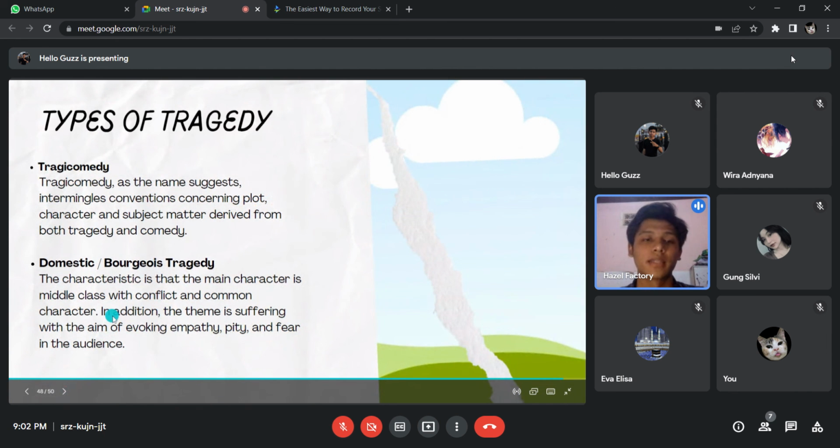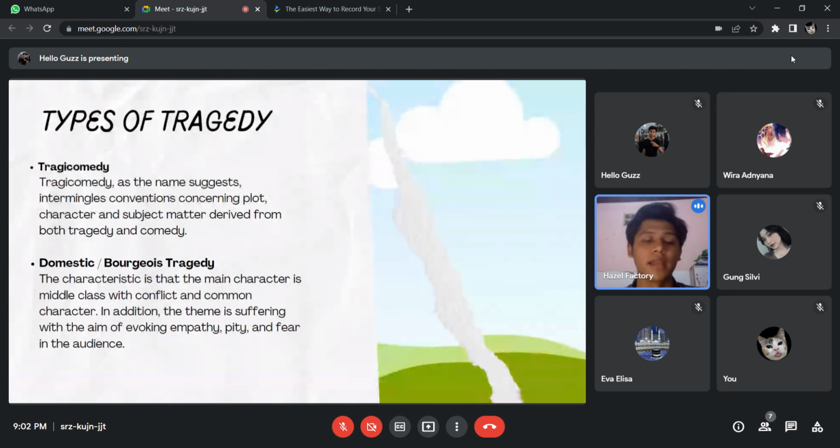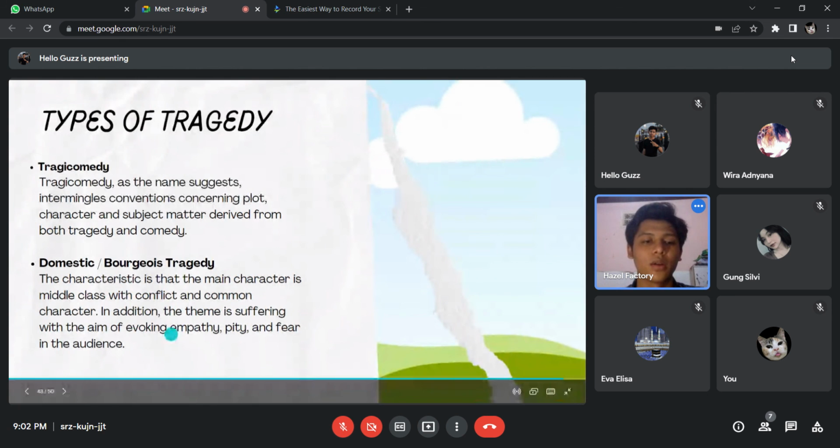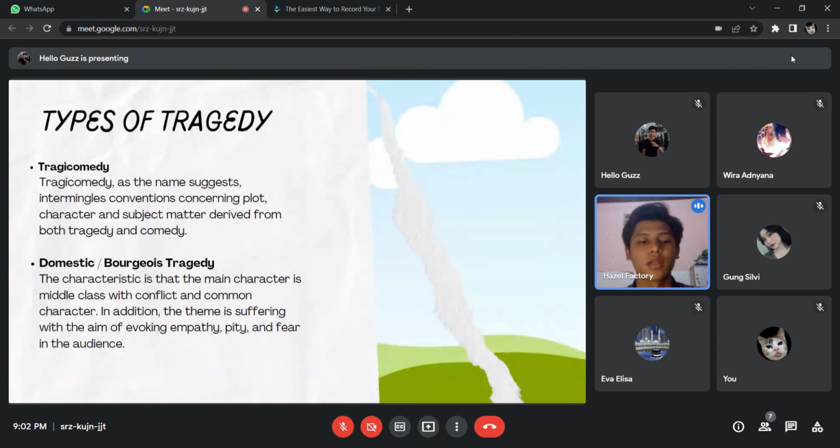The next type of tragedy is tragicomedy. Tragicomedy, as the name suggests, intermingles conventions concerning plot, character, and subject matter derived from both tragedy and comedy. Domestic or bourgeois tragedy. The characteristic is that the main character is middle class with conflict and common character. In addition, the theme is suffering with the aim of evoking empathy, pity, and fear in the audience.